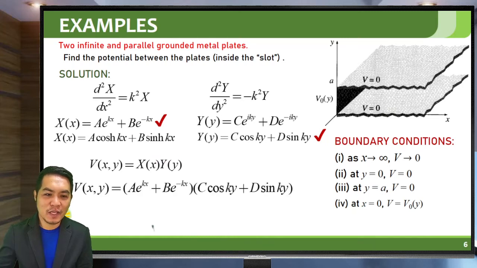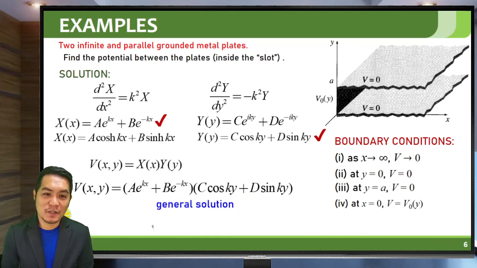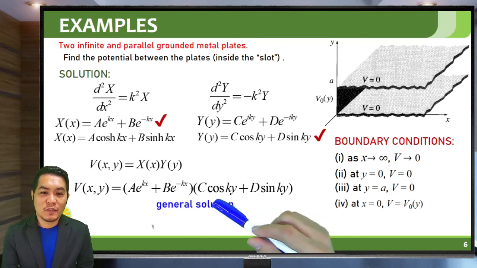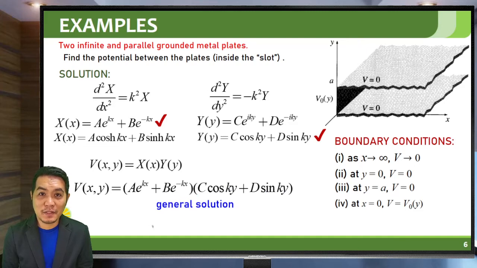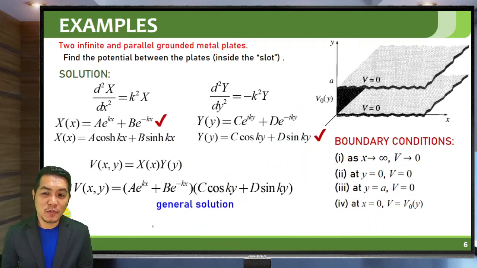So this will now be our starting general solution. Our x is exponential, our y is sinusoidal. So again, take note, it depends on the problem. You can have different combinations depending on the specific problem. So you need to look at the boundary conditions to know what type of x solution and y solution you will use. Okay, so I will call this equation 1.